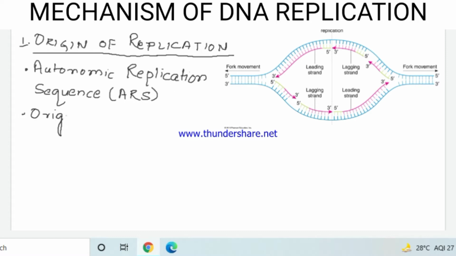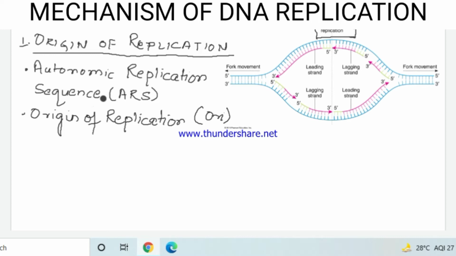It is called origin of replication in case of prokaryotes or simply ORI. What do we call this? ORI. It is the place where the replication begins. See, this is a double strand of DNA and this is the ORI where replication begins.